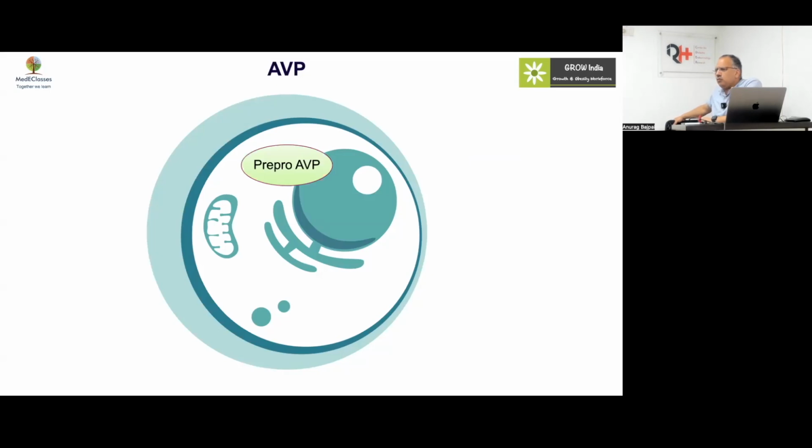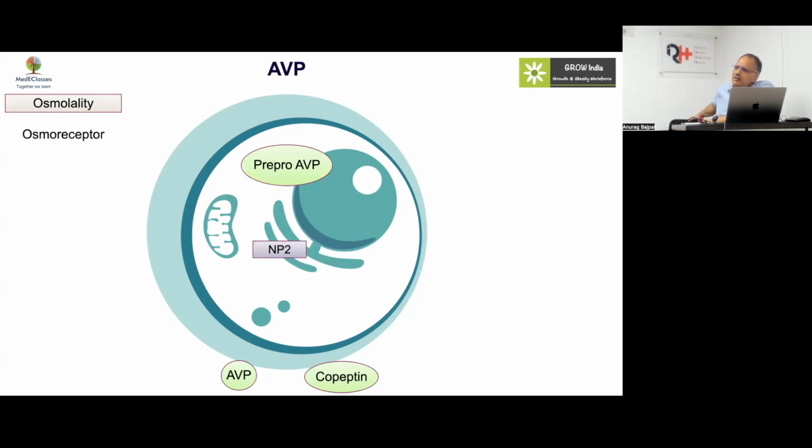What about AVP? We already discussed that you have pre-pro AVP. Again, the release is regulated via multiple factors. As for insulin, you're linking insulin to ATP levels. AVP has to be linked to osmolarity. Now, which is the most closely regulated biochemical parameter in the body?